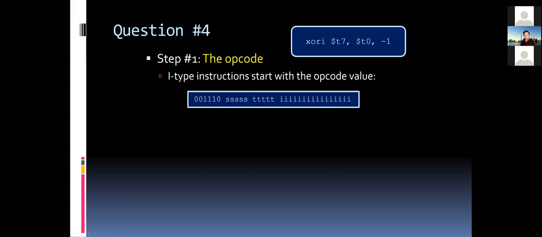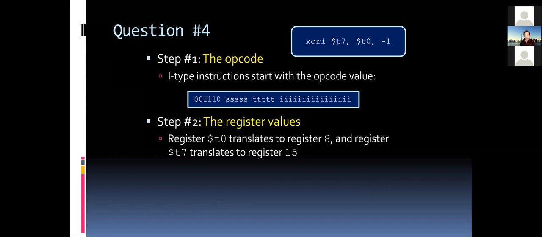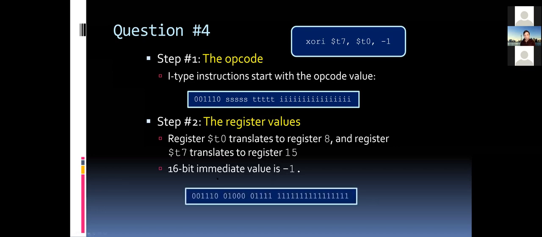So this is the opcode, right? That was sent correctly. Can you guys hear me? Okay. So then the next step is the register values. And remember, T0 translates to register 8, right? And T7 translates to register 15. And the 6-bit immediate value is -1. So this is exactly what happens. This is the T7, so this is 01. This is the value for T0. And this is the value for T7.